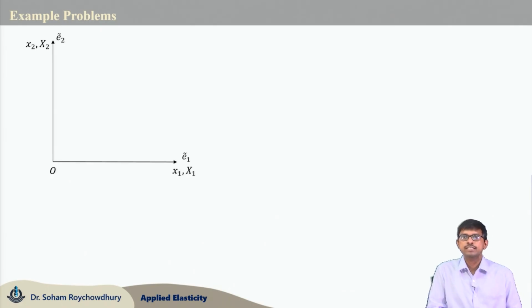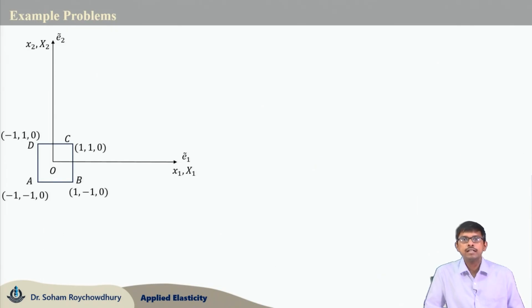Now, we first sketch the given square in the undeformed configuration. The center was given at 0, 0, 0, that is at the origin. A, B, C, D form the given square of side length 2. So, the coordinates of the 4 corner points A, B, C, D are -1, -1, 0; 1, -1, 0; 1, 1, 0; and -1, 1, 0 respectively.